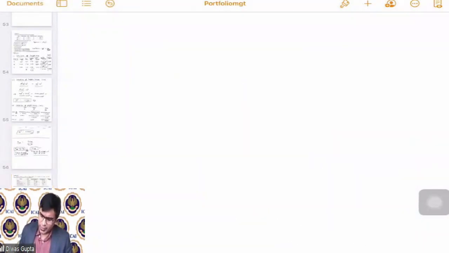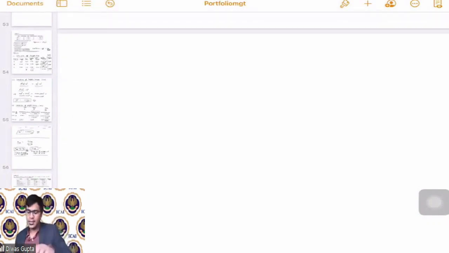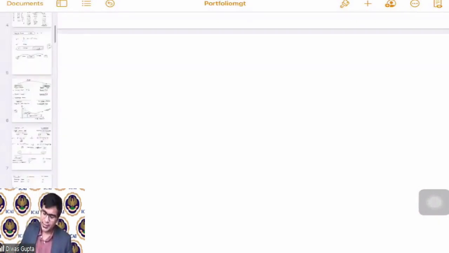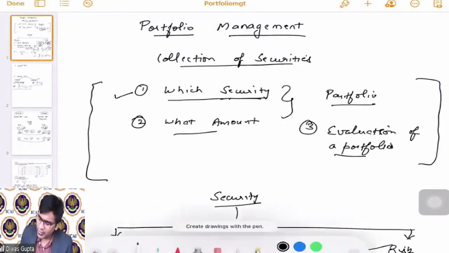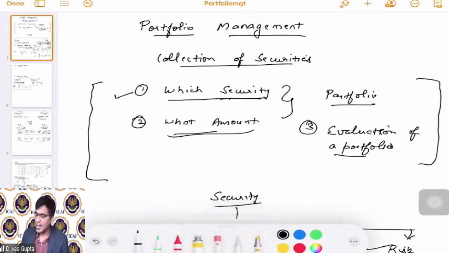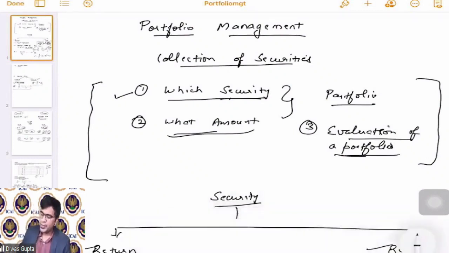Now let us go to the next part. Question number 16 is done. Now I am coming back to the first slide. While we started our discussion on portfolio management, we said that our discussion will be mainly around 3 questions. First of all, which security, what would be the amount, and third one is evaluation of a portfolio. Which security we have done, and evaluation of a portfolio also we have done: Sharpe's ratio, Treynor's ratio, and Jensen's alpha. And during the course of the questions, we have also studied it.